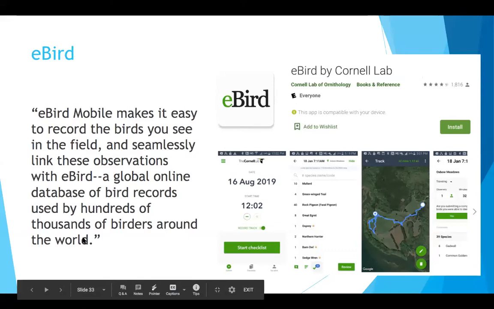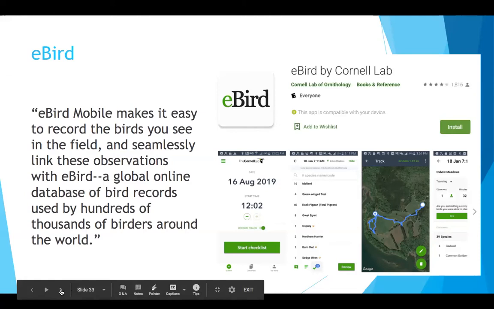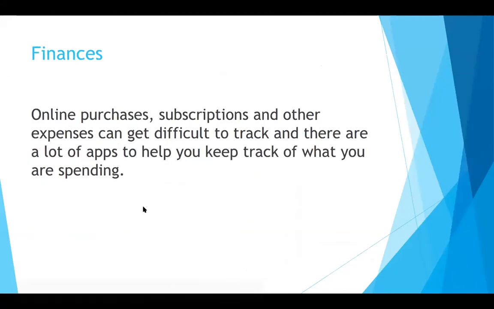Next is eBird, and this is operated by the Cornell Lab of Ornithology. Basically, you can spot a bird and record it, and it links to a global online database of bird records used by hundreds of thousands of birders around the world. So it makes it easy to identify what bird you're looking at.